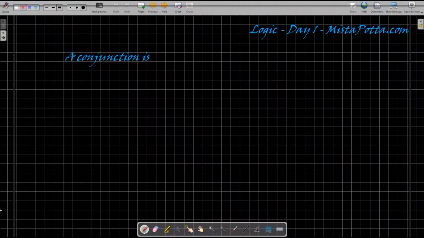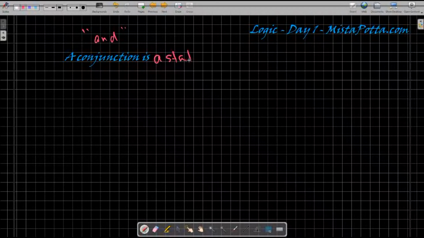So our last statement for today's lesson is a conjunction. The whole idea behind a conjunction is that a conjunction puts things together. And in English, the main conjunction that we use is a word like and, where we'll put two sentences together and make it a compound sentence. So that's what we're going to be doing here. We're going to be putting two statements together to get a compound statement.